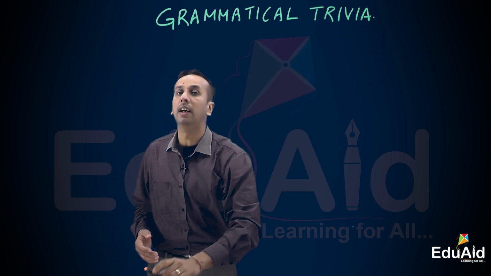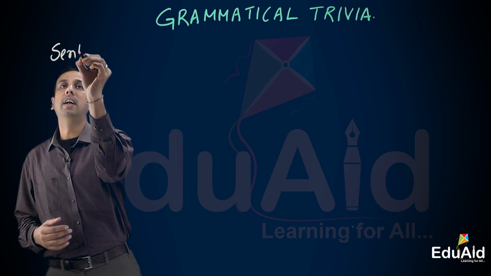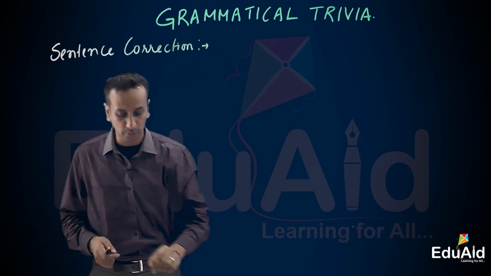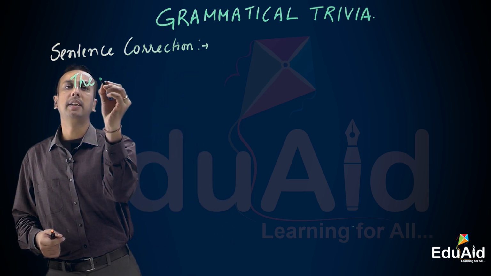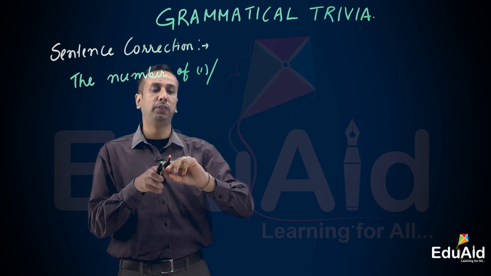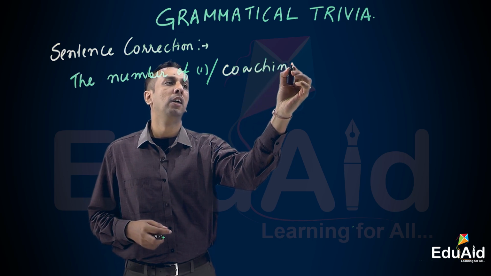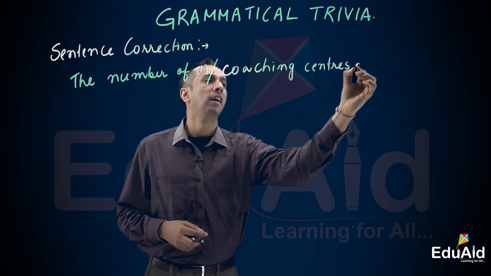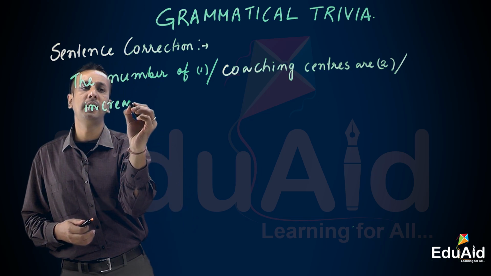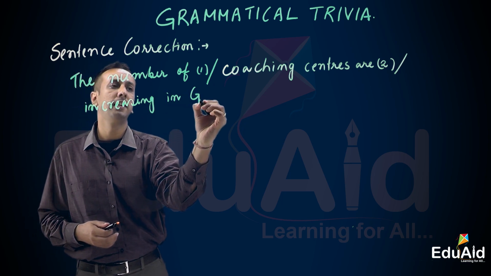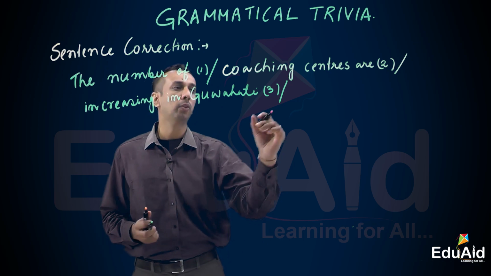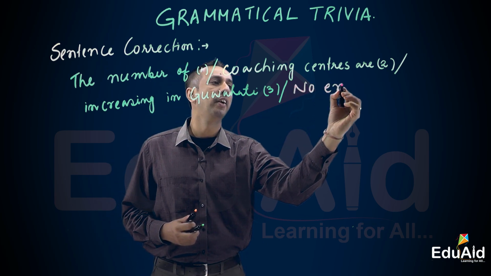Let's discuss a sentence correction question. What you will be asked to do here is that one sentence will be given to you. For example, the number of, say part one, the number of coaching centers, are, part two, increasing in Guwahati, that is part three, and you have got one more additional part which says that there is no error.